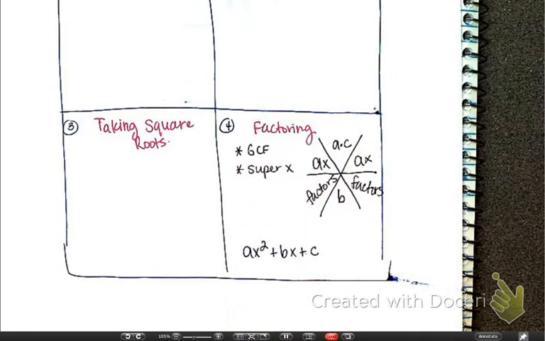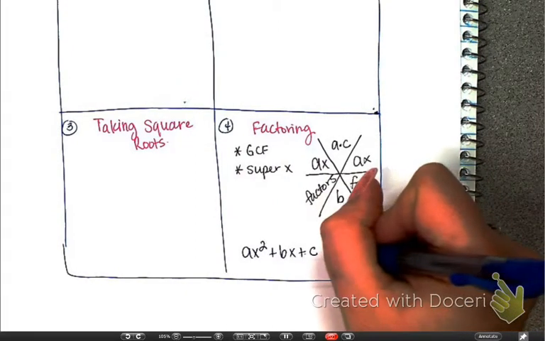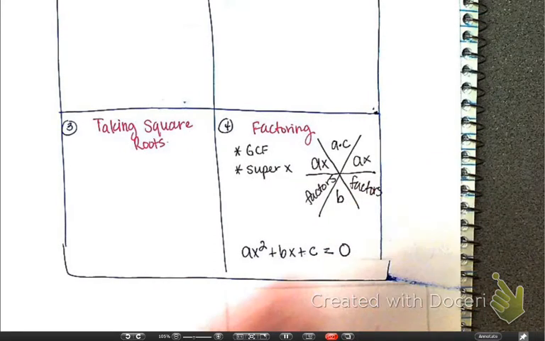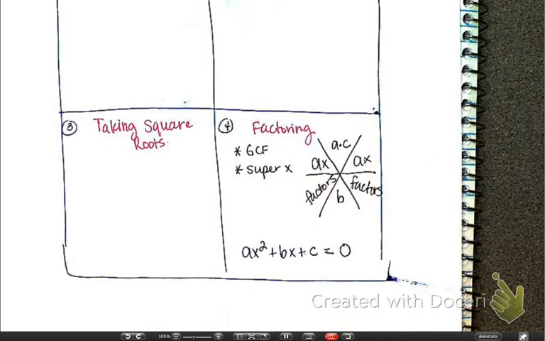Anything else important if I'm going to solve? Equals 0. So in order to factor, it has to be in standard form. Ax squared plus bx plus c equals 0. Okay, so you'll look for GCF. If it works, great. If it doesn't, super X. But it has to be in that form. Are we okay with that? What was the second thing we learned?